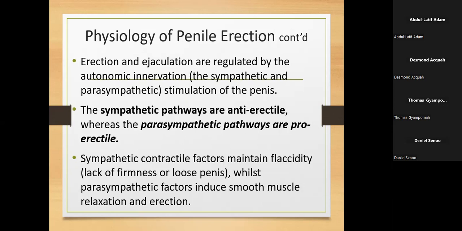So of these two nervous systems, which one will control erection and which one will control ejaculation? Right. As we said, the sympathetic pathways are anti-erectile. What does it mean? It means that they don't promote erection.